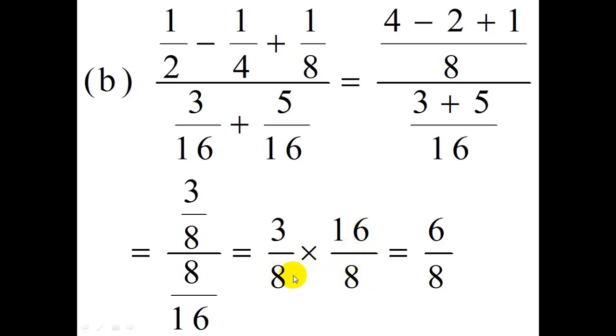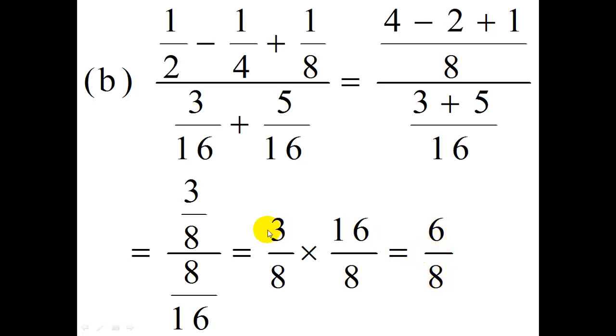Now 8 goes into 16 2 times, and so 2 times 3 is equal to 6, and we have 6 divided by 8. That is how come we have 6 over 8.